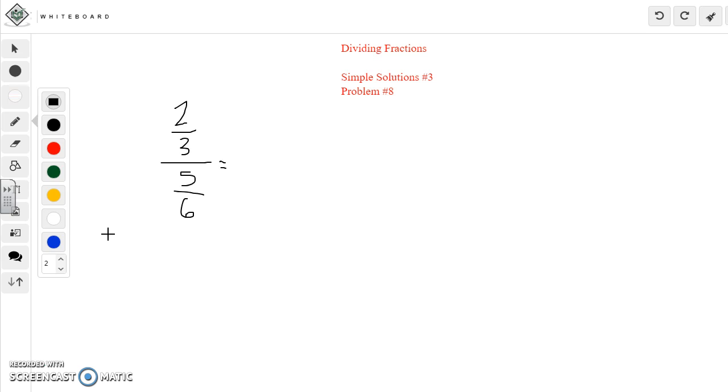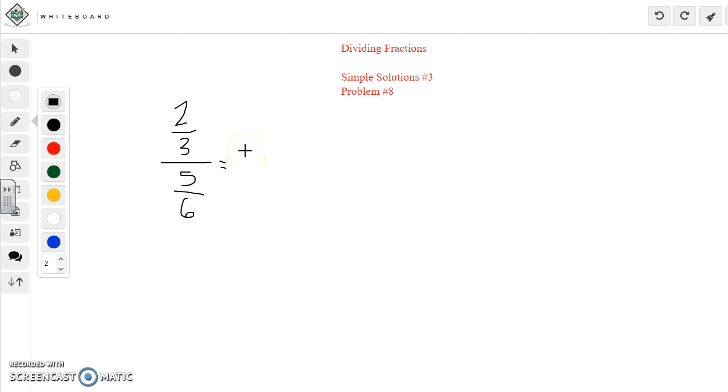Your example for this one is Simple Solutions number 3, problem 8. I have an example, and it is that problem in Simple Solutions. You can look back if you need to, just to kind of follow along. You can apply this same principle to other problems.